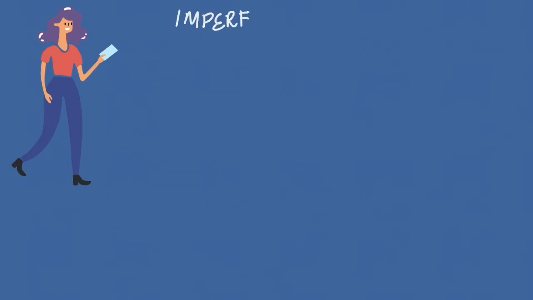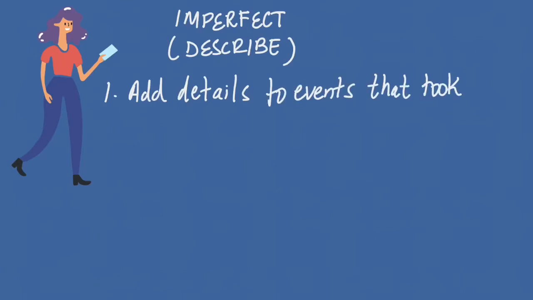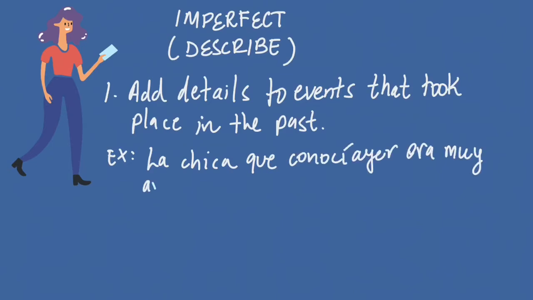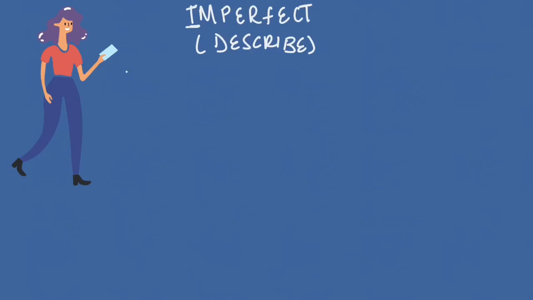So now let's take a look at the imperfect. And mostly we use it to describe, not so much to narrate. So when we want to add details to events that took place in the past, for example, la chica que conocí ayer era muy amable. In English, the girl I met yesterday was really nice. So my event is the girl I met yesterday, and the detail is that she was really nice.